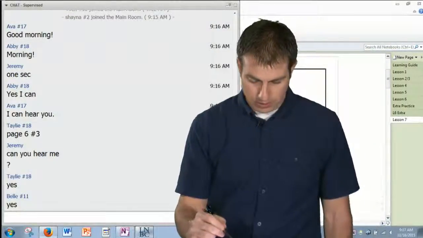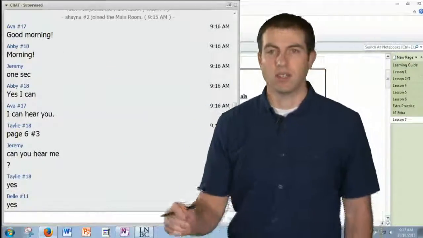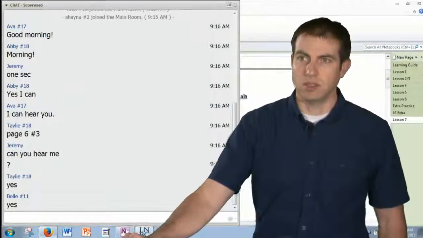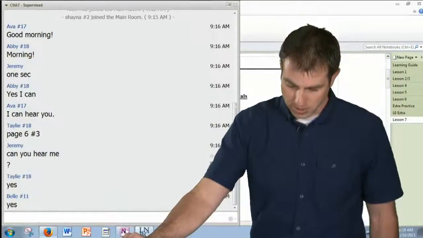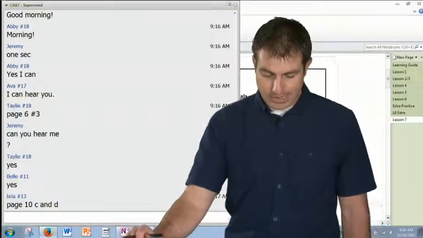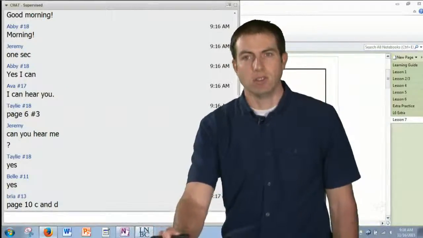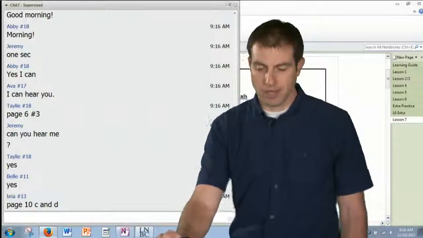Just page 6, number 3. Is that it? One person had one question about all of this factoring stuff. That frightens me just a little bit. Oh, good. A few other people typing in. Perfect. Page 10, C and D. I assume that's from the learning guide, Bria. If you can let me know on that one.